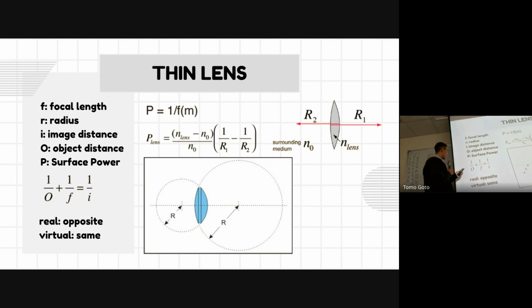Also, for a thin lens, the real image forms on the opposite side of the lens, and the virtual image forms on the same side of the lens, which is exactly opposite of the spherical mirror.